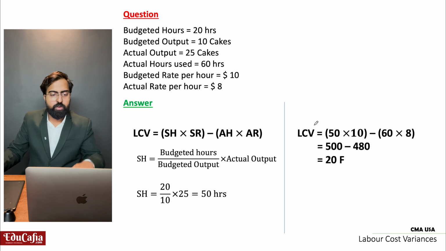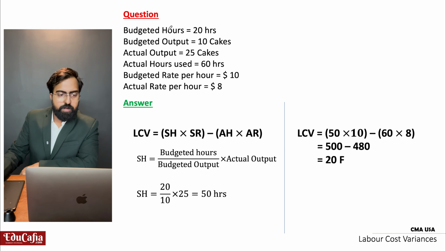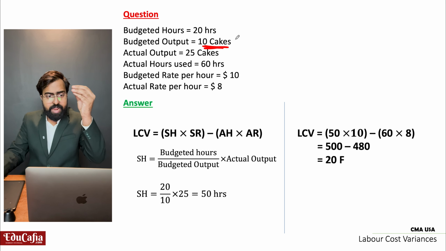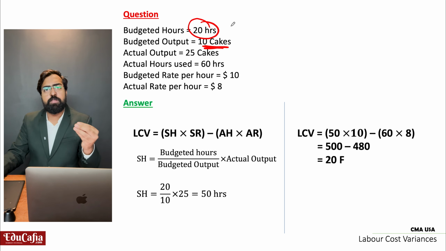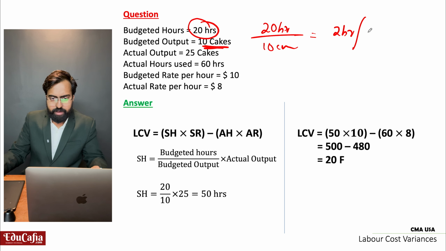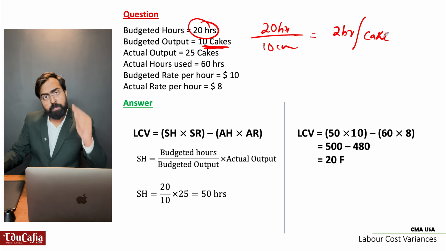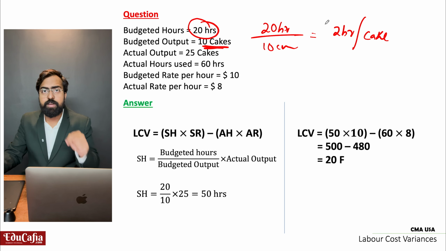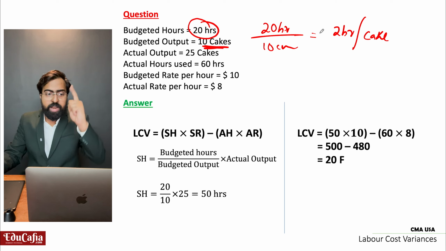Let's do an example, then you will understand more. We have budgeted hours of 20 hours for the preparation of 10 cakes. Then for one cake how much? 20 hours divided by 10 cakes is equal to 2 hours per cake. So for the production of one cake, 2 hours are standardly required. This is the standard hours for one cake.